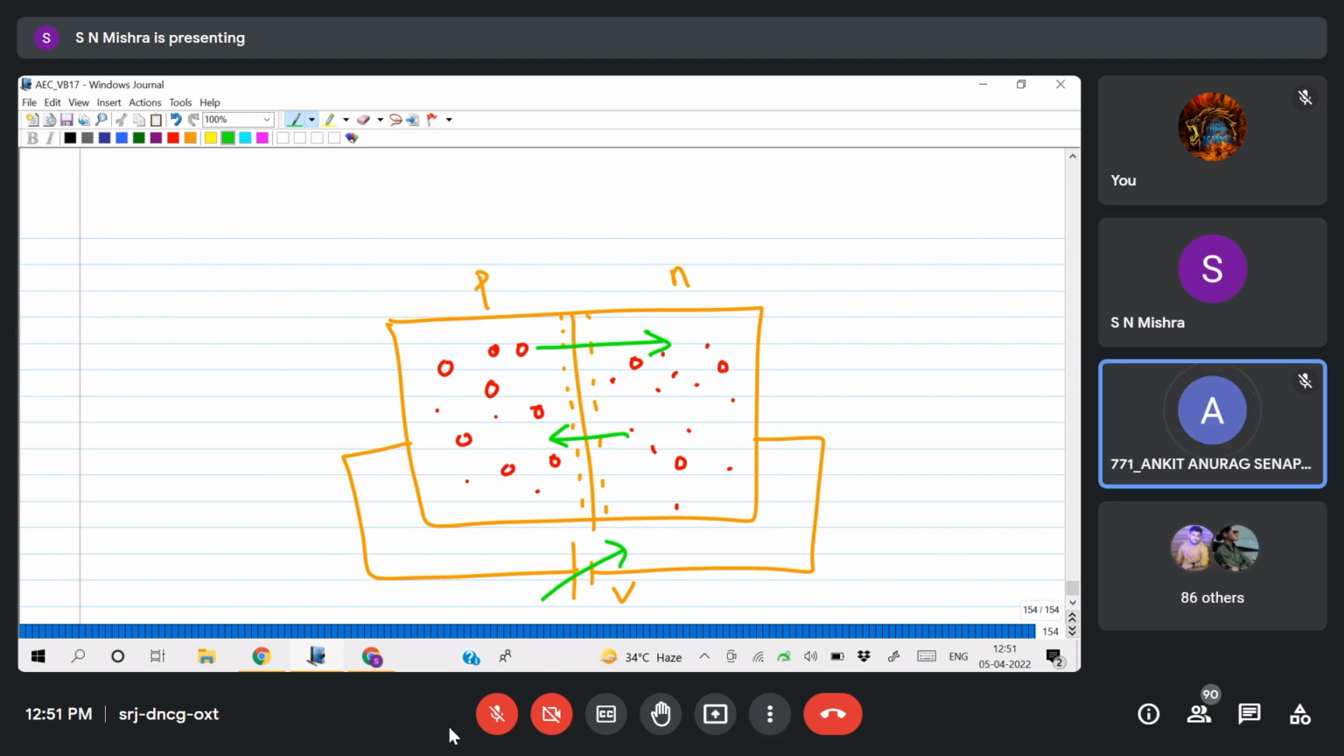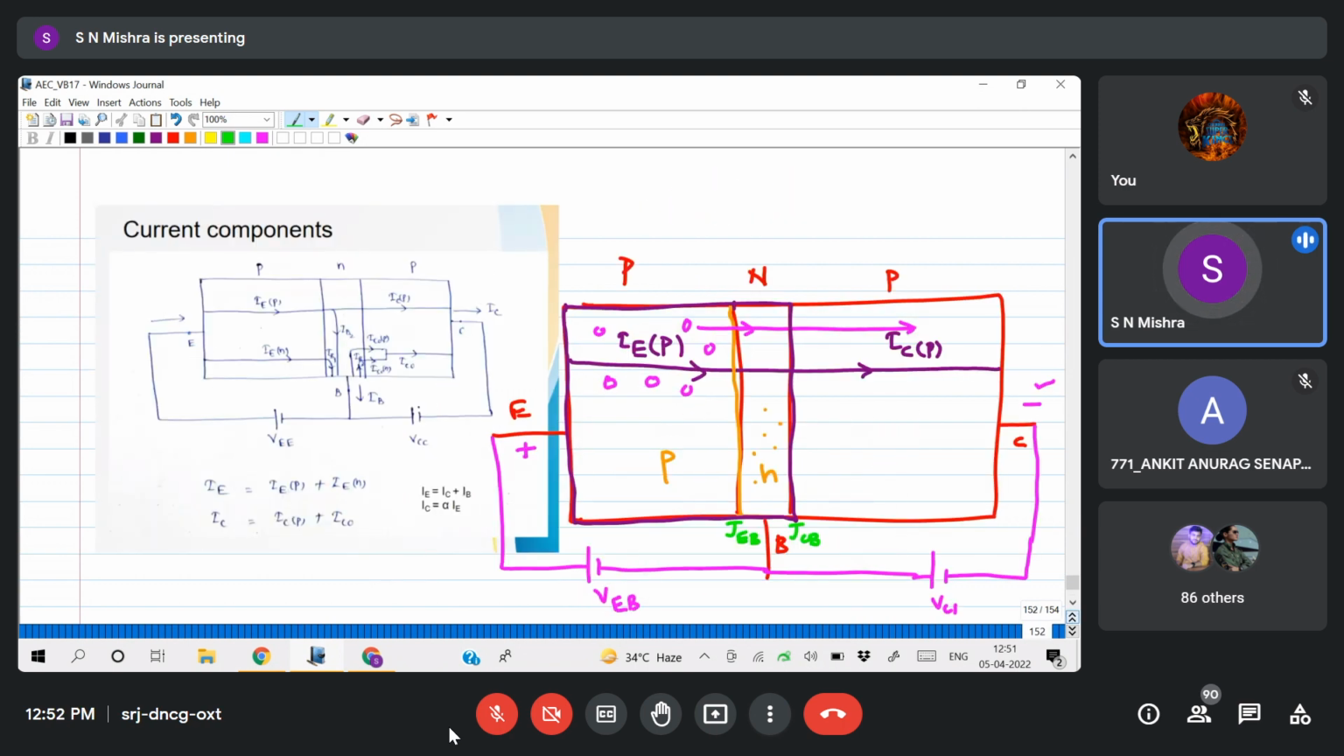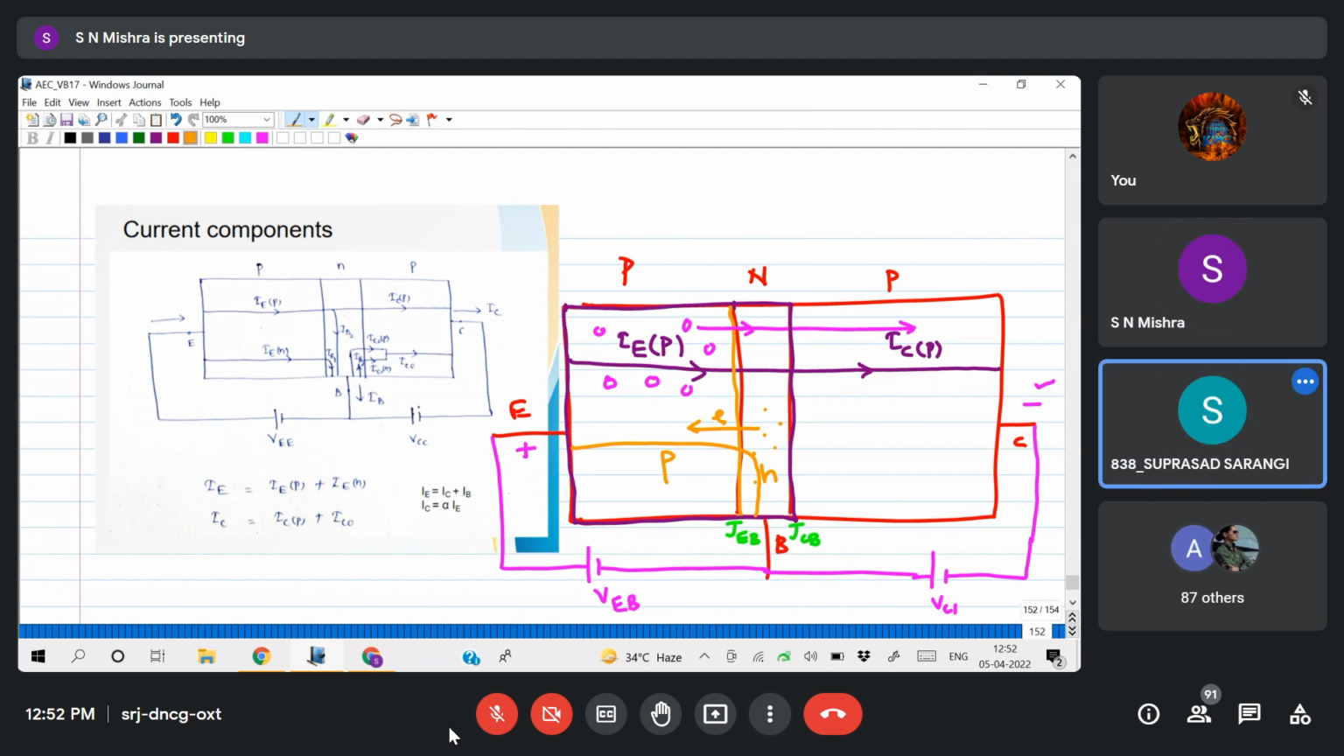Yes, sir. So the same concept will apply here. When it is forward biased, holes are moving from emitter to base, base to collector. Similarly, electrons will also move from base to emitter, in this direction. So the electron is moving in this direction. So what is the current direction? The electron is moving from base to emitter. So what is the direction of current? Sir, emitter to base. Emitter to base.